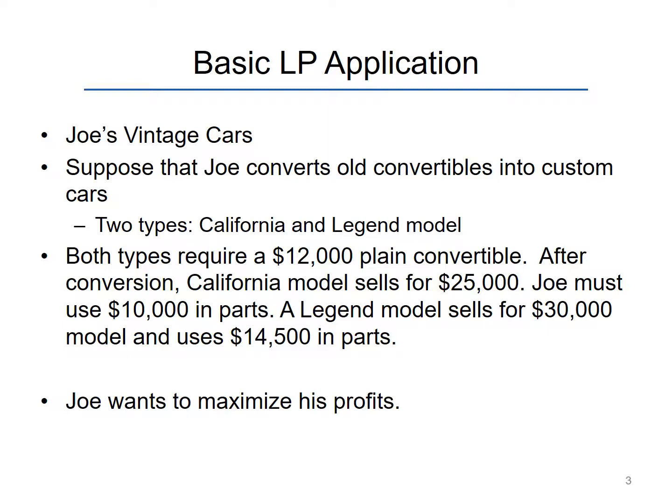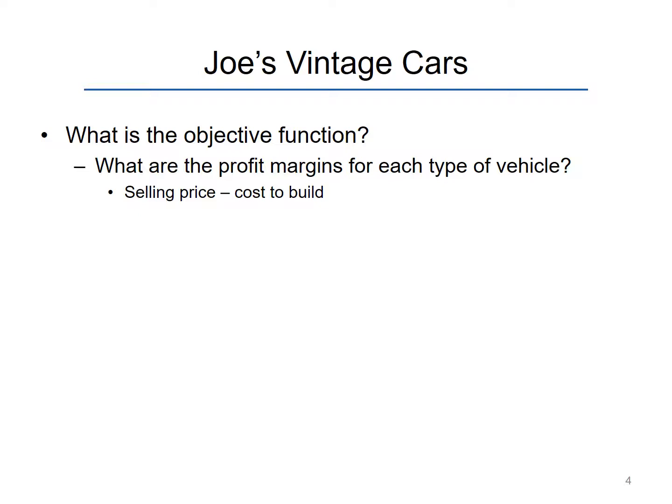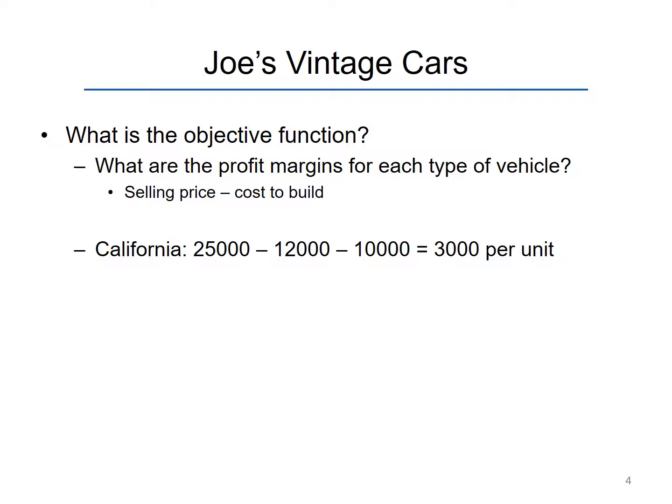Joe wants to maximize his profits. That's the objective. So what's the objective function in this scenario? Joe wants to maximize his profits. So then what is the profit margin for each type of vehicle? The profit margin would just be the selling price minus the cost to build each type of vehicle. So for the California, each California sells for $25,000. The convertible costs $12,000, and the additional parts are another $10,000. So we have $25,000 minus $12,000 minus $10,000 for a net profit of $3,000.